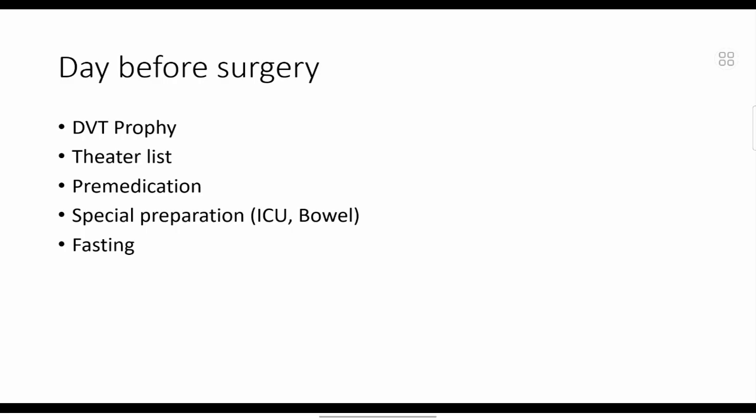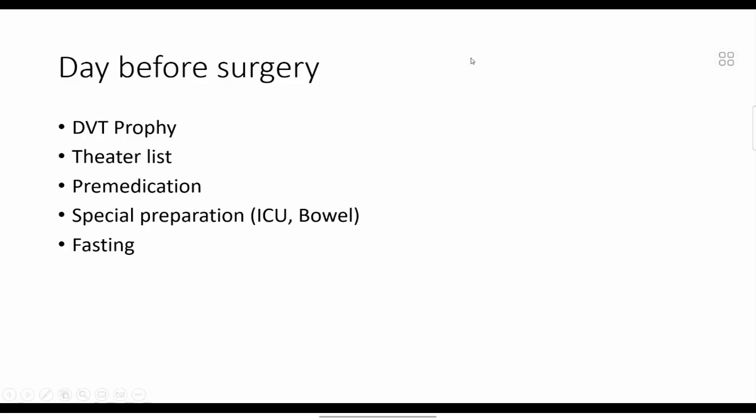The other one is the theatre list. That is a favorite question from most of the surgeons, because there are 3 copies of the theatre list. One should be in the ward, one with the anesthetist, and one sent to the theatre. The original copy will be sent to the theatre. The theatre list should be prepared prior to the day of surgery, and using the theatre list only, the anesthetist will come and do the review with the patient.